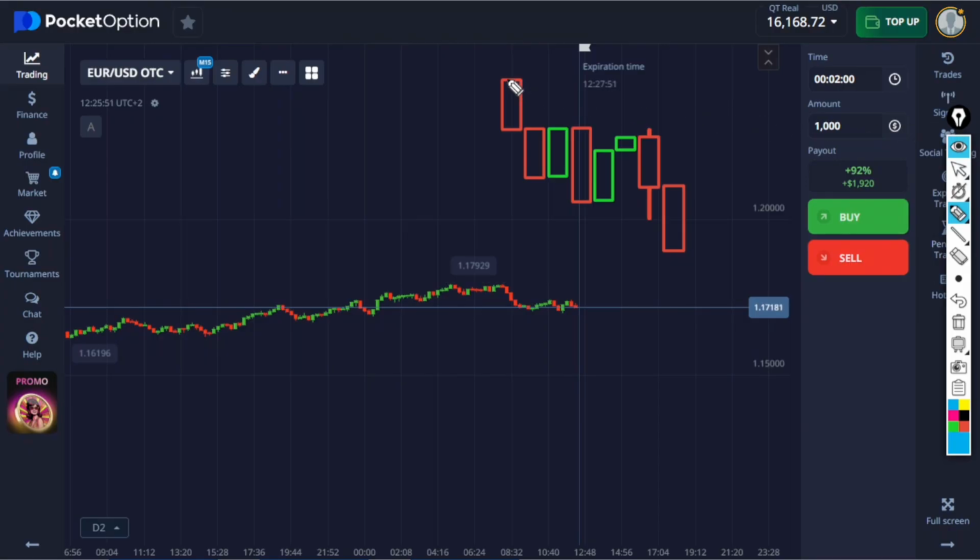Following structure here, we get a drop. Then price forms a lower high, and just a side note, a lower high can be formed with a minimum of one green candle closure. It can be multiple, but only a minimum of one green candle closure is required to form a lower high. So we get a lower high right over here.